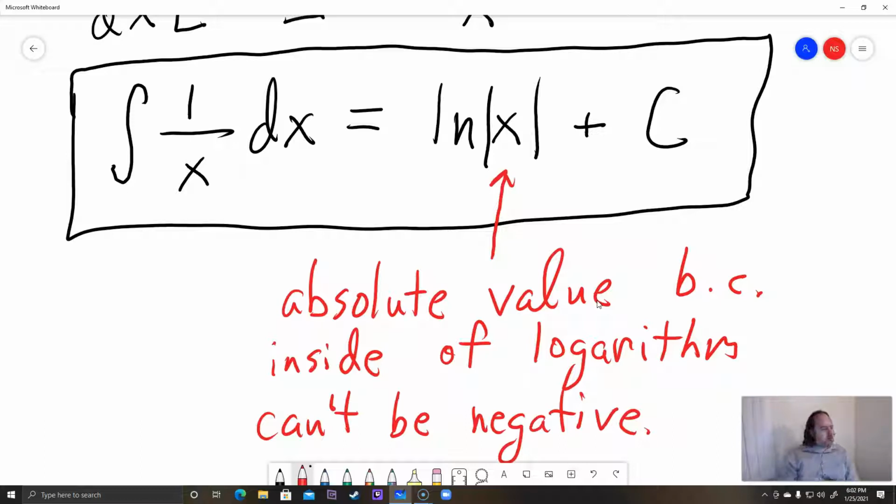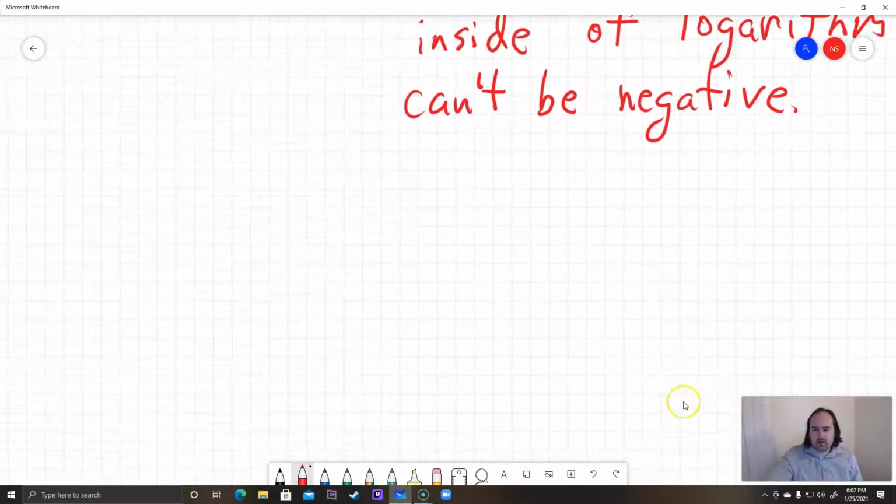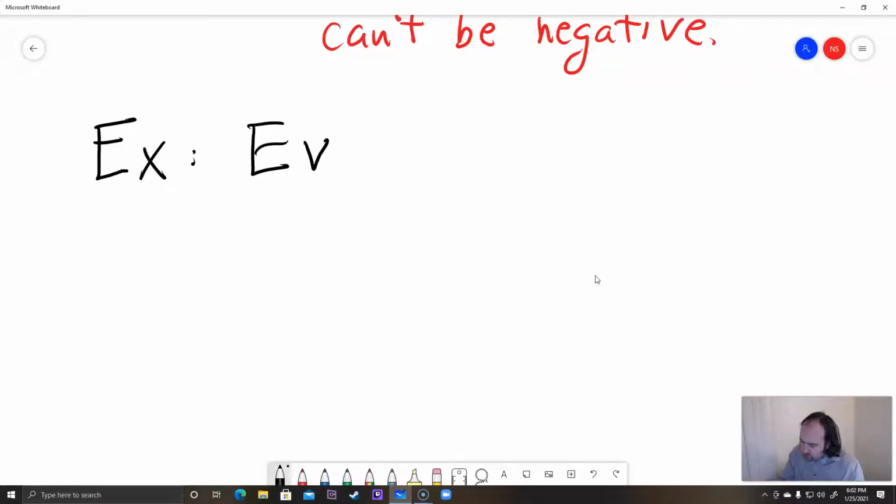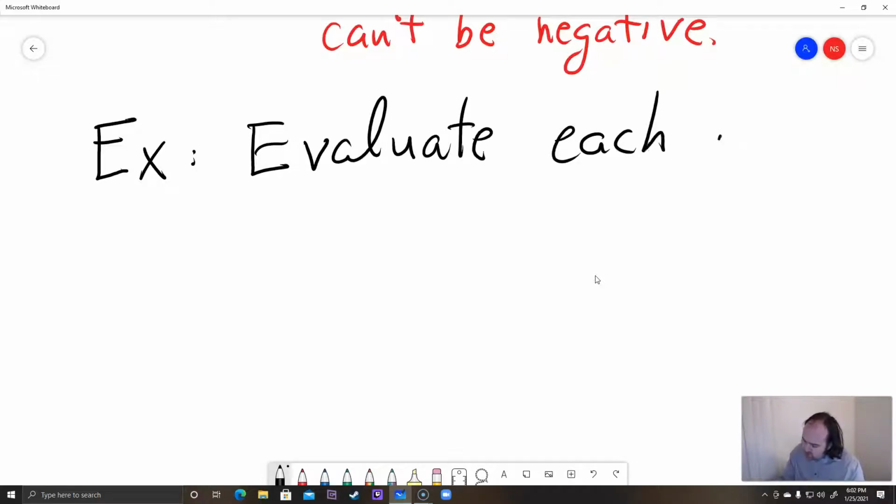Okay. Alright, so we're going to be mostly working with this formula right here for the next few examples. We're going to start with a relatively straightforward problem and work our way to some of the harder ones. So, example: evaluate each integral.